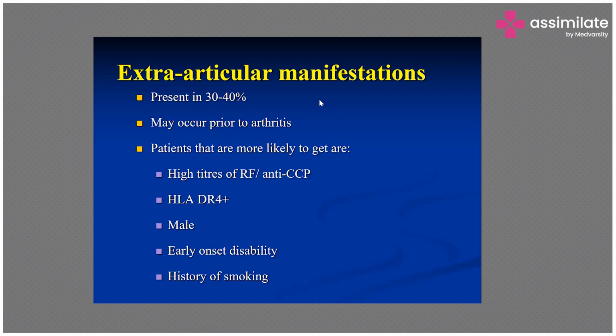Have you seen, do you recommend patients who come to you with joint pains to check for their RF and anti-CCP? Yes or no? If anyone has seen a patient, what do you understand by RF and what do you understand by anti-CCP? Only then it is purposeful. I'll proceed. You should know what is RF and what is anti-CCP.